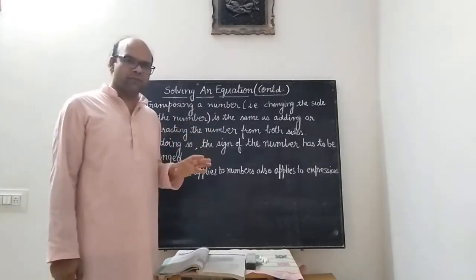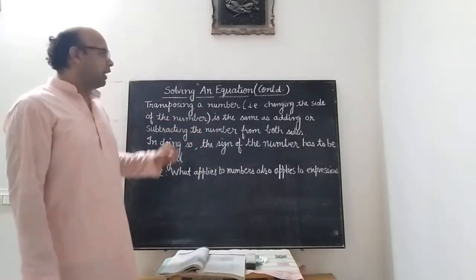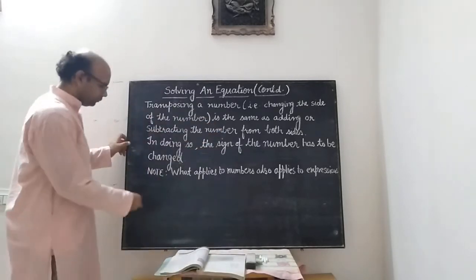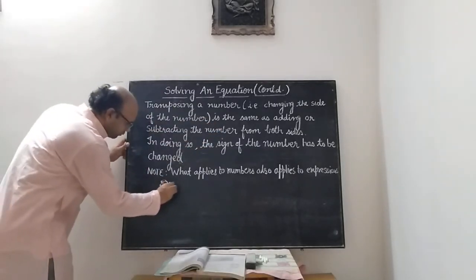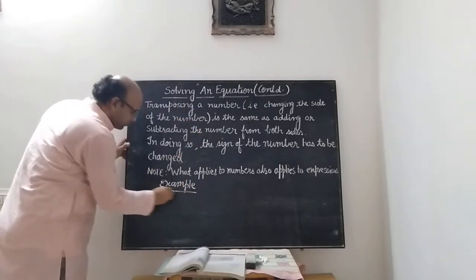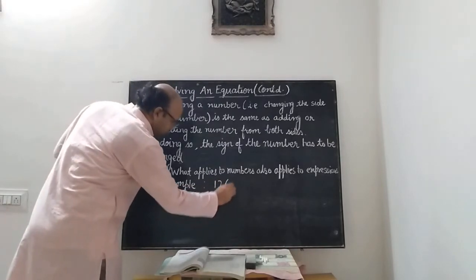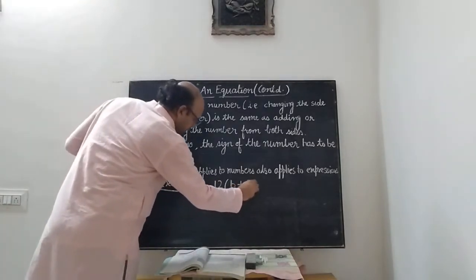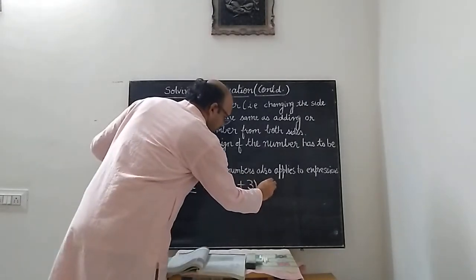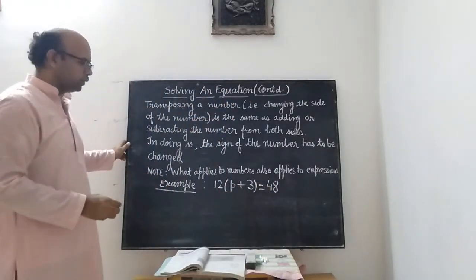Whatever applies to the number can also be applied to expressions. I explain this concept through an example. We take an example, then we come back to this concept again. Suppose we have 12 times of p plus 3 is equal to, say, 48. So this is the equation which is given to us.